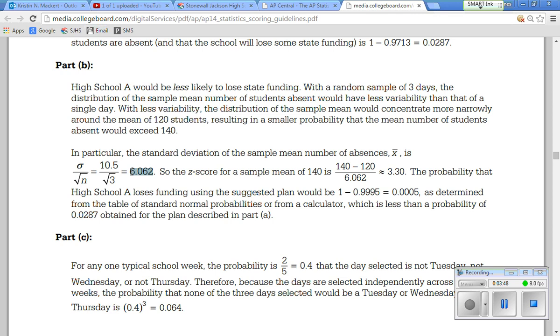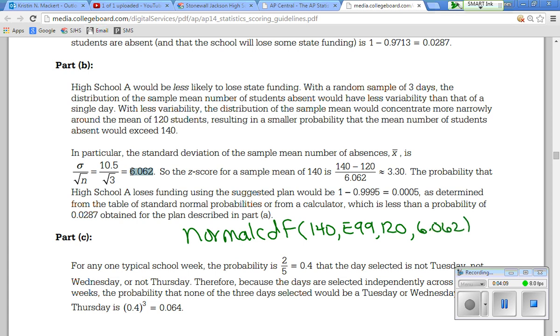And then if we did a new z-score, you could have just done a normal probability calculation. So instead of what we did before, it would be normal CDF, 140, E99, 120, but my new standard deviation would be 6.062. Did you guys do that differently? Did you do that? No?